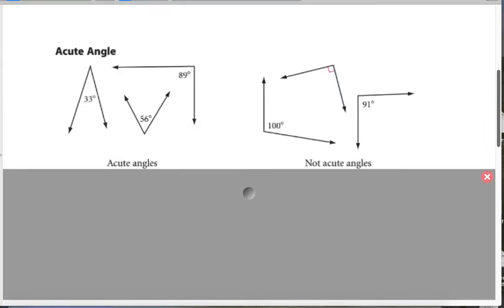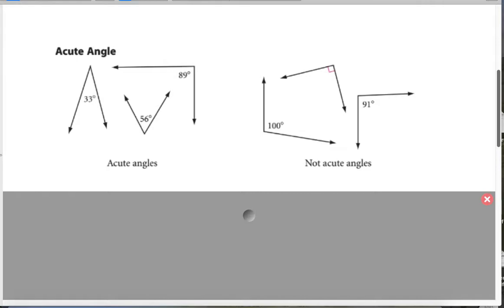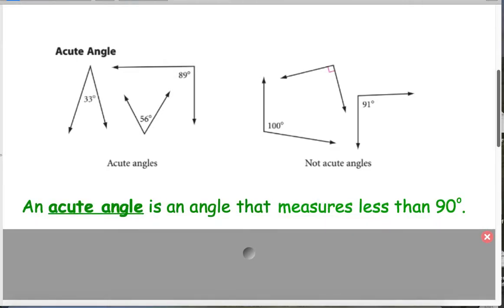The next type of angle I want to talk about are acute angles. We have examples on the left again, 33, 56, and 89 degrees. And then non-examples on the right, 100 degrees, 90 degrees, 91 degrees. So an acute angle is an angle that measures less than 90. So somewhere between 0 and 90 is an acute angle. If it's 90 exactly, we call that a right angle.